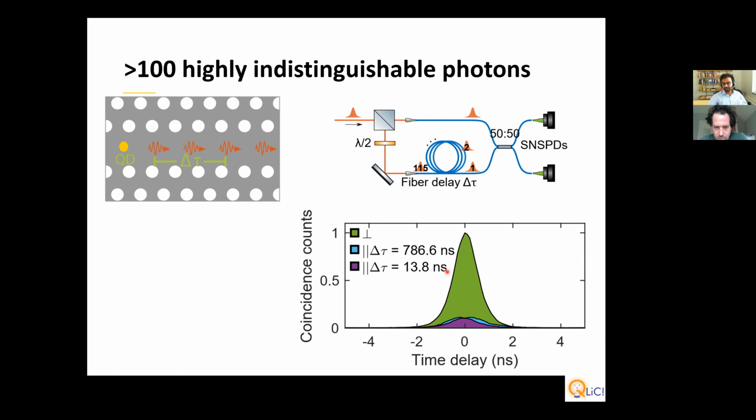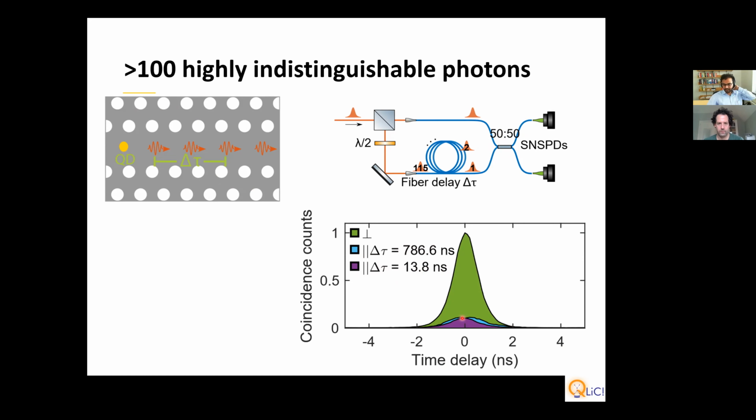So here I show 2 different cases of delta t. One delta t of 13.8 nanoseconds, which is essentially subsequently generated photons. Another one at 786 nanoseconds, which is the 100th photon. In this particular case, this would be the second photon. This would be the 100th photon, the 115th photon that's generated. And you can see that they are closely similar to each other.